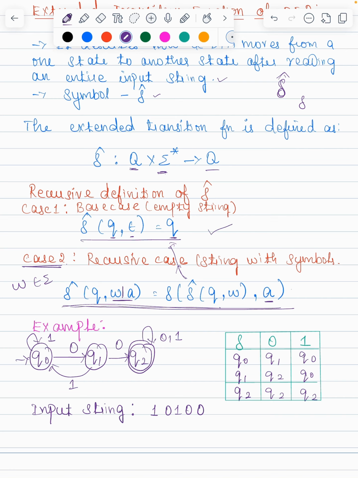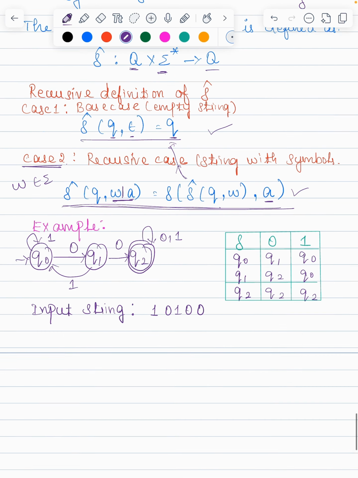That is the base case, and when there are symbols, we write the extended transition function in this way. While discussing the example, you will be very clear on how to process it. First it processes the string w, and then applies the transition on the last symbol a. Let's discuss the example and you will understand it.